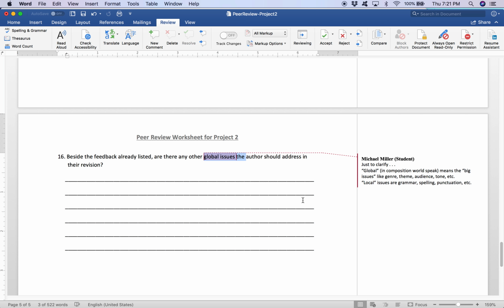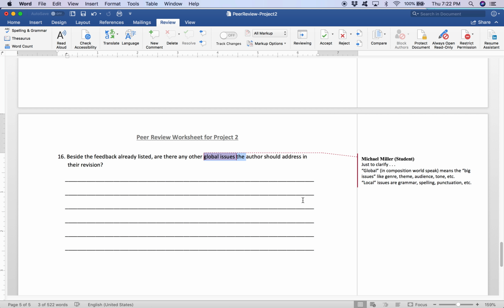The local issues a lot of times will show up in the rough draft. Again, the rough draft is you just getting your ideas onto paper. Through the revision process, a lot of those local issues get worked out. But the global issues are really where we need someone else to look at our project and tell us whether or not we're clearly communicating our ideas.